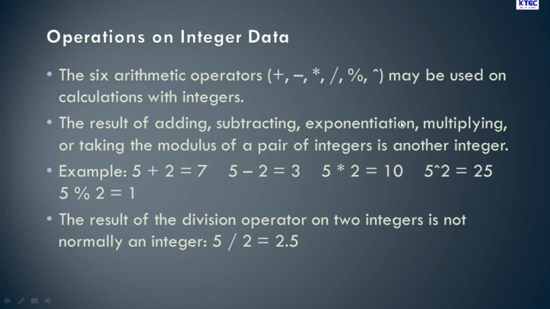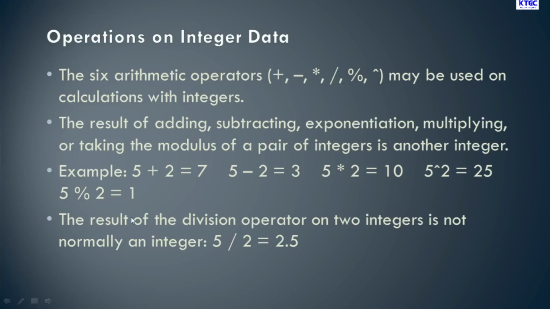The result of adding, subtracting, exponentiation, multiplying, or taking the modulus of a pair of integers is another integer. What we are saying here is if you add two numbers, you are getting an integer. You subtract two numbers, you are getting an integer. You multiply two numbers, you are getting an integer. Exponentiation, you are getting an integer, which means there wouldn't be a decimal point. 5 modulus 2, you are getting an integer. So that is what you should take note of. When you want to tell the computer the data type, you know that after all these operations, what you'll be getting is an integer. So declare it as an integer at once before you even begin using it.